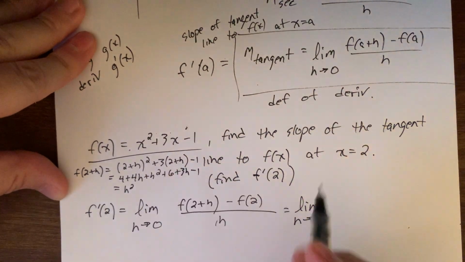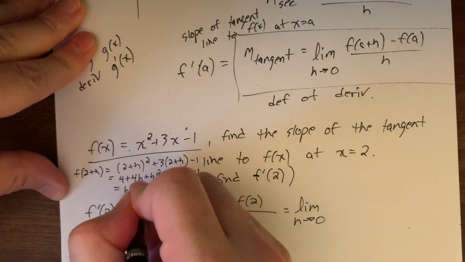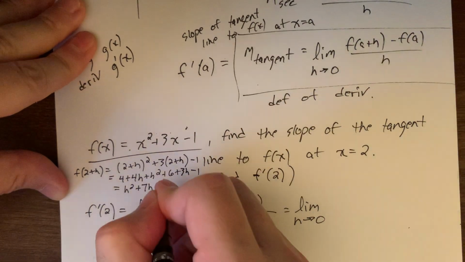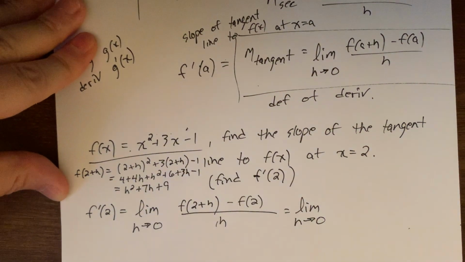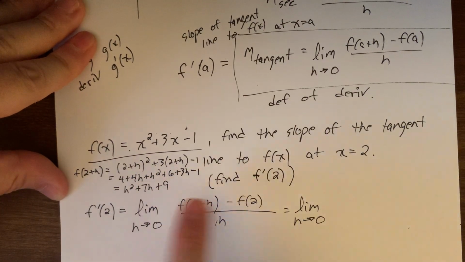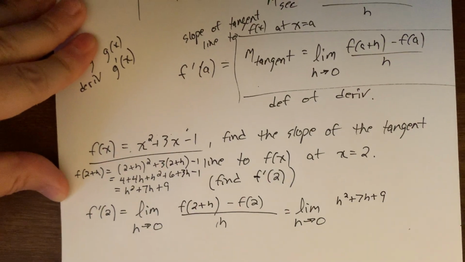I have an h squared, just my habit, I'd like to keep that in front. A 4h and a 3h becomes a 7h. A 4 plus 6 minus 1 gives me a plus 9. So that f of 2 plus h, a lot of little work to get there, but that's the simplified version. That's as good as it's going to get.